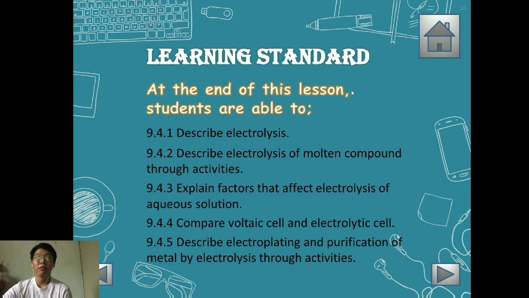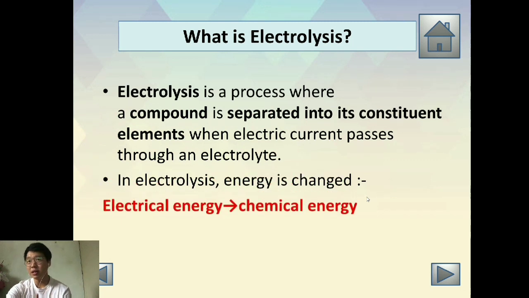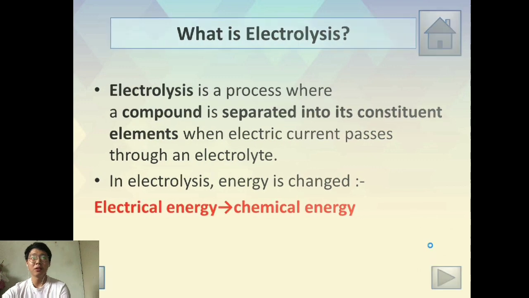First, what is electrolysis? Electrolysis is a process in which a compound is separated into its constituent elements when an electric current passes through an electrode. In electrolysis, the energy changes from electrical energy to chemical energy.